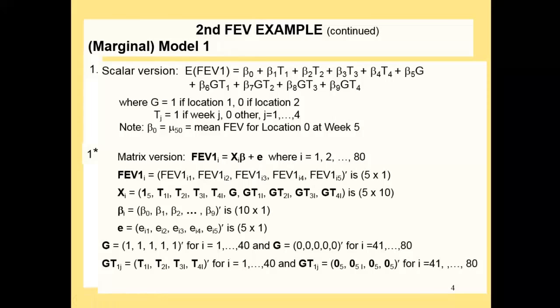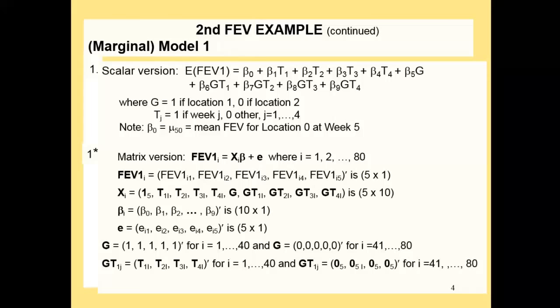Now what have I done? I've added a variable called G. G says, are you in location 0 or location 1? It's a dummy variable: 1 if location 1, 0 if location 2. That's what G is. Now what's this? GT1, GT2, GT3, GT4. These are interactions of G with time. That's the simple model that I'm starting off with to answer this question.